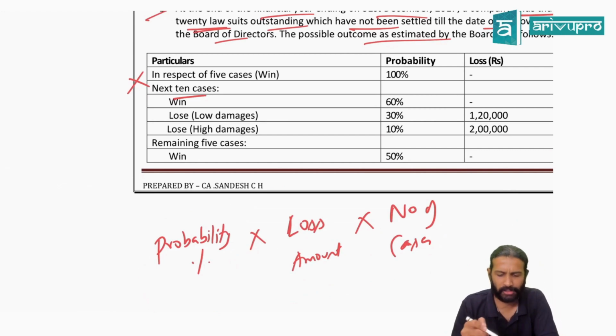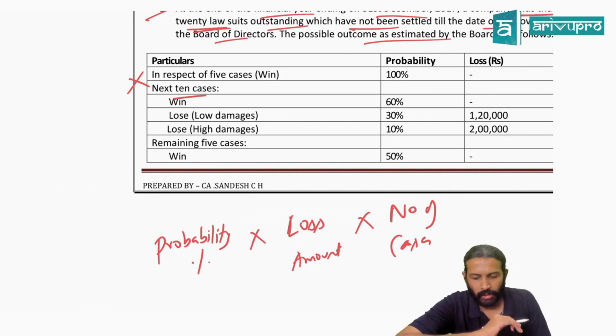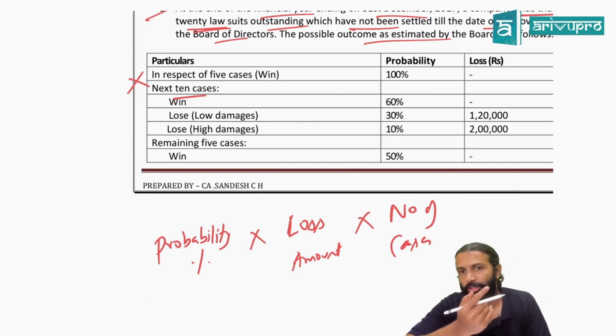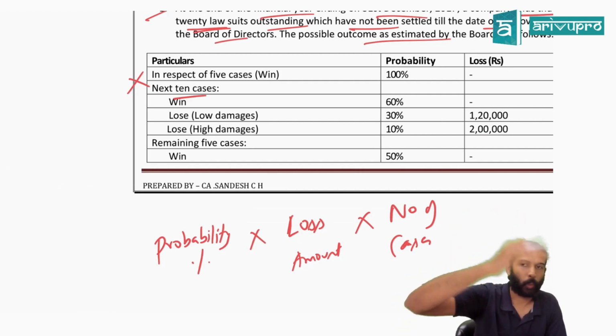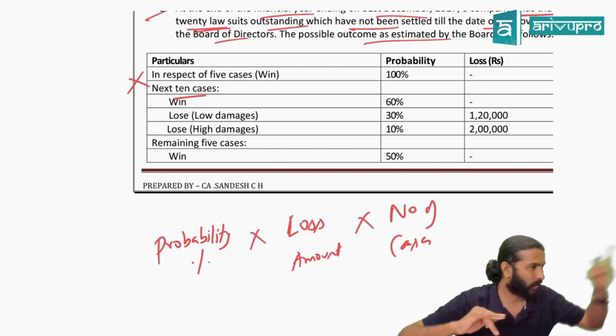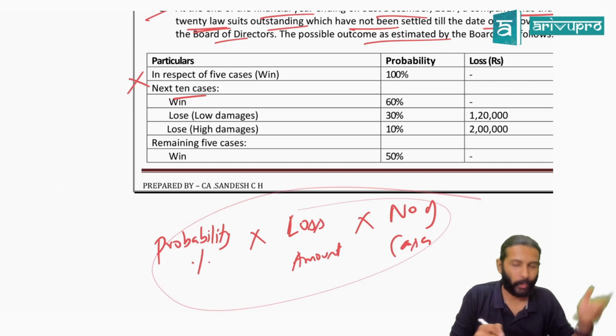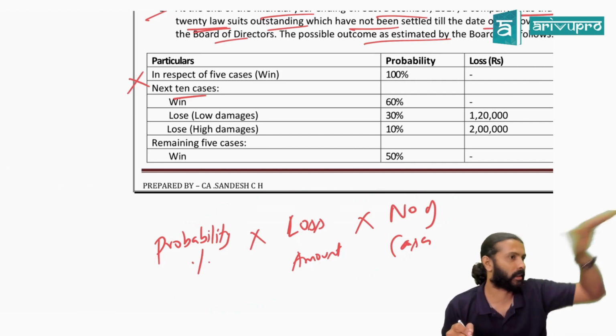The study material may not show this, but this is what they've done, and this is what you need to do also. Because there will not be one outcome, there could be many outcomes. In one case you have to pay high damages, in another case you may have to pay low damages. So when there are multiple probabilities, instead of the plain approach, you use the weighted average approach. You give weightage to everything and do it.